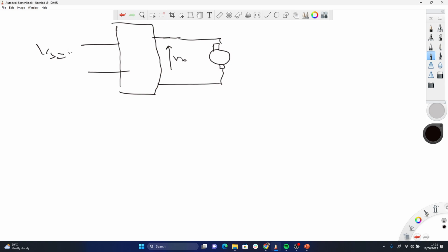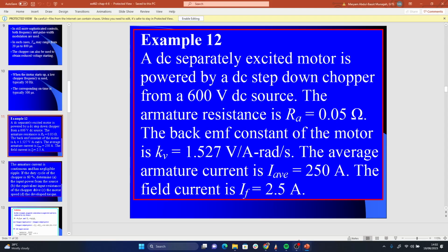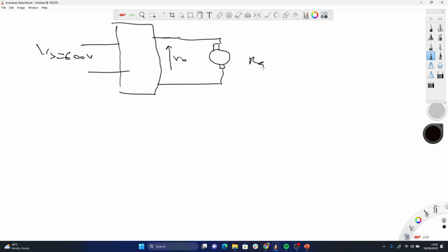In the question, the Vs was given as 600 volts. They also gave me the RA, 0.05. RA here is 0.05. IA, the armature current, was given as 250. Then they gave me the field current as 2.5 amps. It's all in the question.